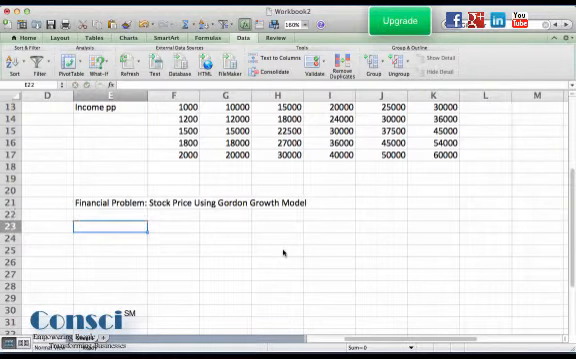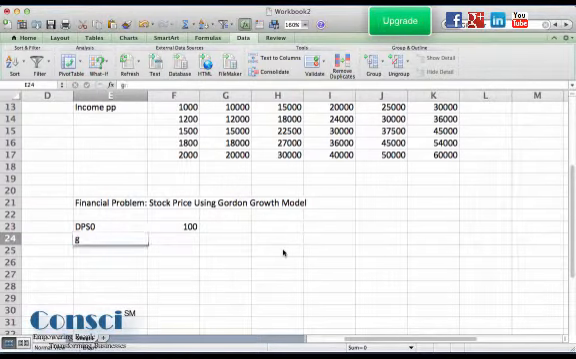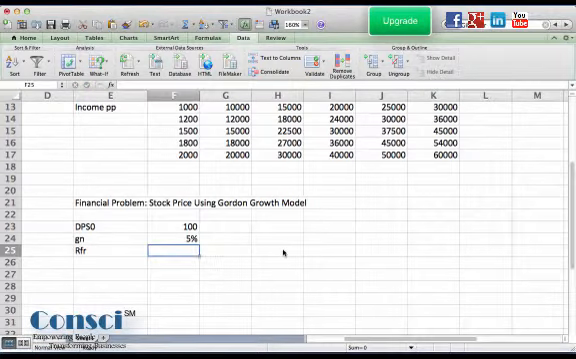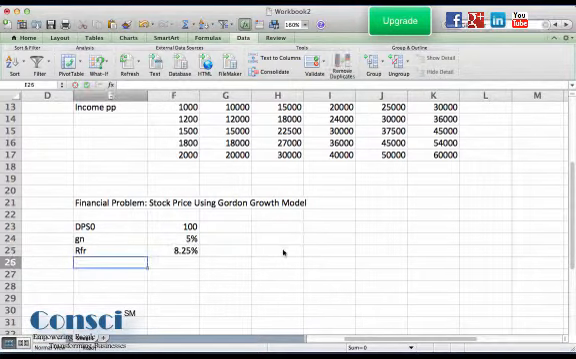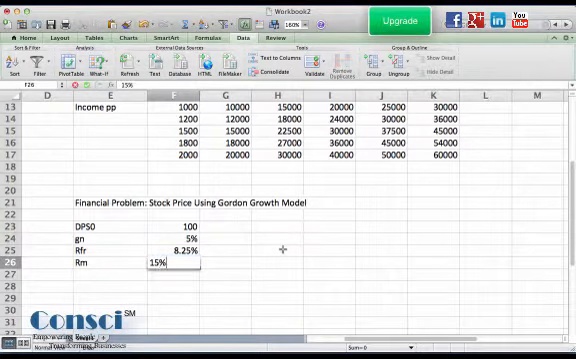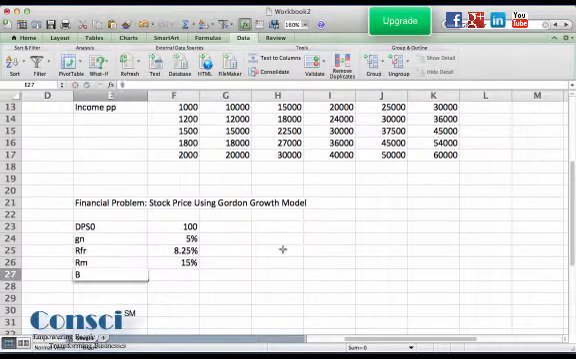Now the Gordon growth model requires certain inputs, which include DPS0, which I am assuming is 100. It requires Gn, which I am assuming is 5%. It requires, let us say, RFR, which I am assuming is 8.25%. Then it requires an Rm assumption, which I am assuming is 15%. And it also requires a beta assumption, which I am assuming is 1.1.